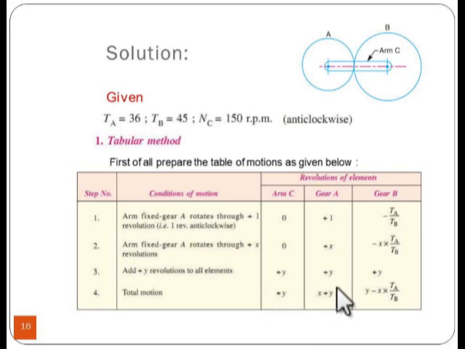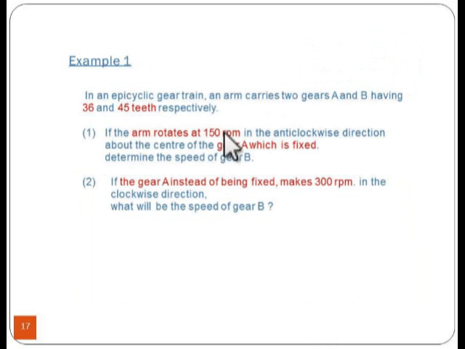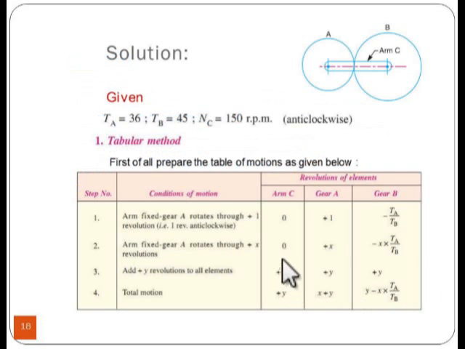If I say speed of gear B, it's going to be x plus y. If I want to find out the speed of gear B, it's going to be y minus x into TA by TB. This is going to be our final formula that we are going to use from the table. The first thing asked in the question is, if the arm rotates at 150 rpm in the anticlockwise direction about the center of gear A, which is fixed. Now A is fixed. If A is fixed, there's not going to be any kind of rotation for A.